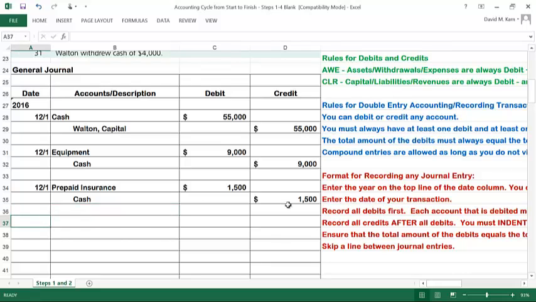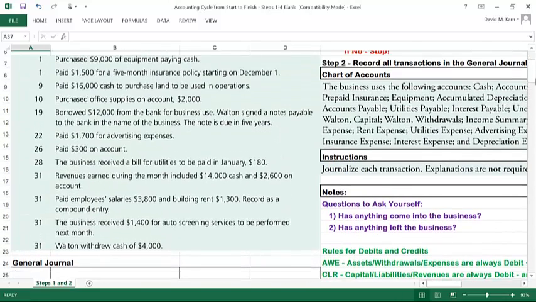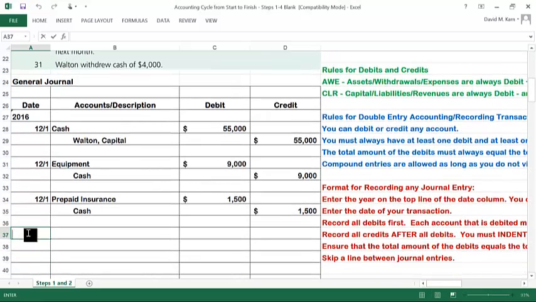Okay, we skip a line here, go to the next journal entry, and it looks like we have the 9th of December. And on the 9th of December, it says that we paid $16,000 of cash to purchase land to be used in operations. Again, it looks like we are giving up cash to acquire another asset, in this case land. So again, we will put the date here, this is the 9th, 12/9. We will debit land in the amount of $16,000, and we will credit and reduce our cash because we are giving that up to acquire the land.